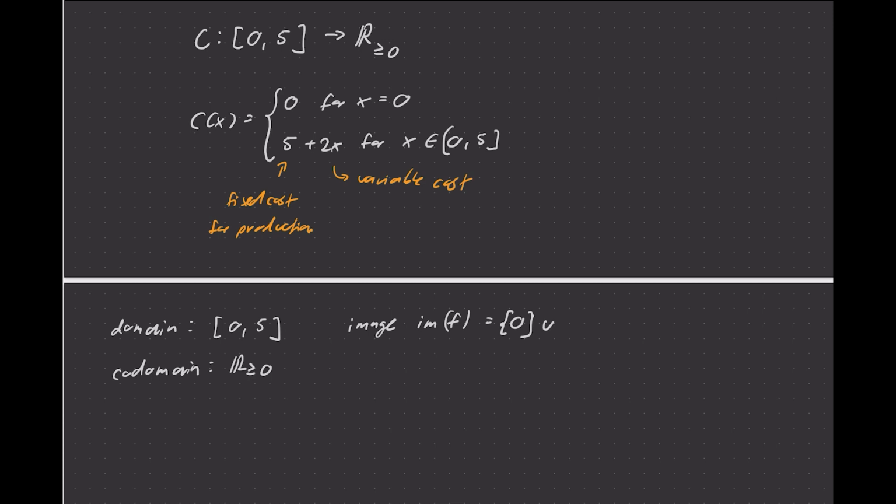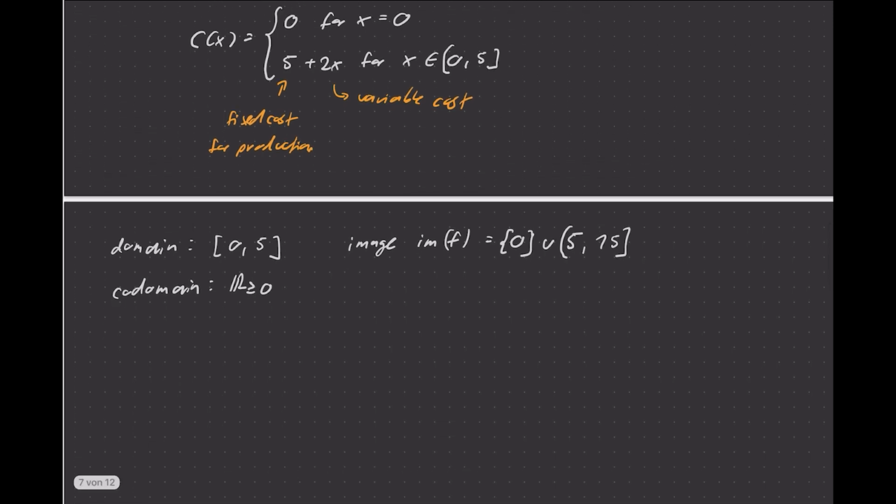So the next possible cost is above 5, and 5 itself is excluded. Anything above 5 is fine. The maximum cost we could incur, of course, is incurred at maximum production. So if we produce 5 megawatts of output, then we have 5 for the fixed cost plus 2 times 5 for the variable cost part. That's 15. It goes up to 15, and 15 is included. Okay, so this is the image of the function.